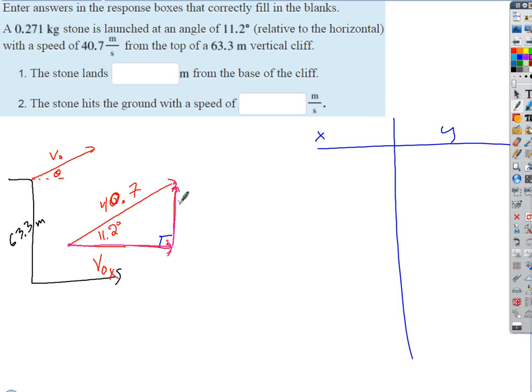Okay, so the x component of initial velocity is going to be my initial velocity, the overall vector, times either sine or cosine, to make it smaller. In this case, it's going to be times cosine, because it represents the adjacent side of that right triangle.